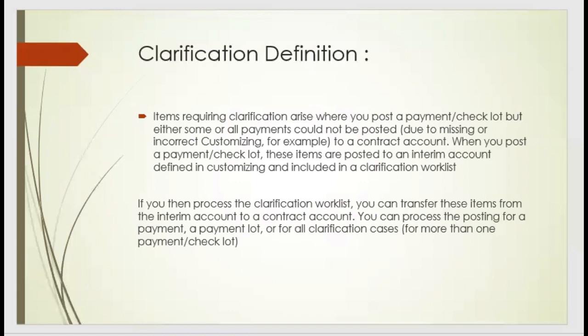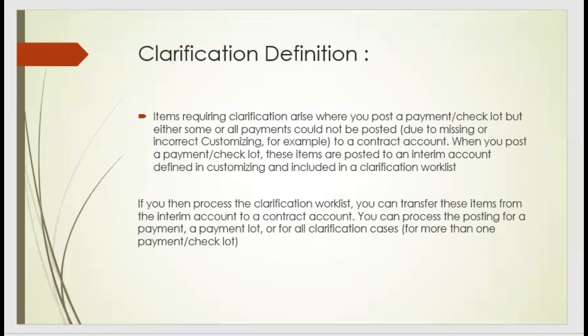Because when we pay a payment lot, there are multiple contract accounts and multiple open items, and against those, these postings will happen. If some posting is not possible, or some new scenario arises because of missing or incorrect data or some wrong customization, then the clarification comes into the picture and they'll check and clarify the work list. Okay, so that's how we're clearing the open items against the payment.